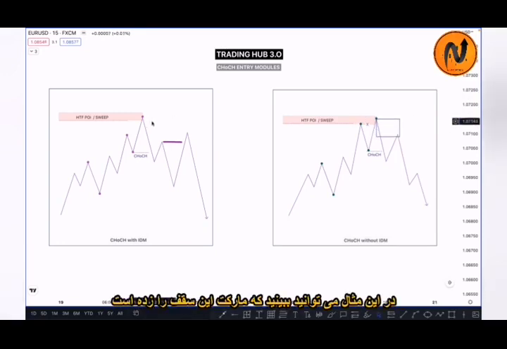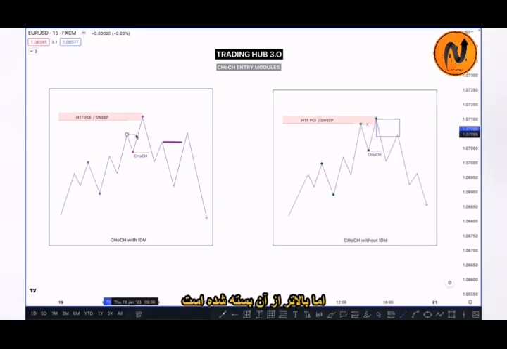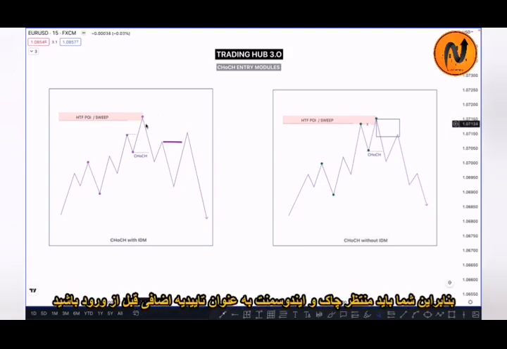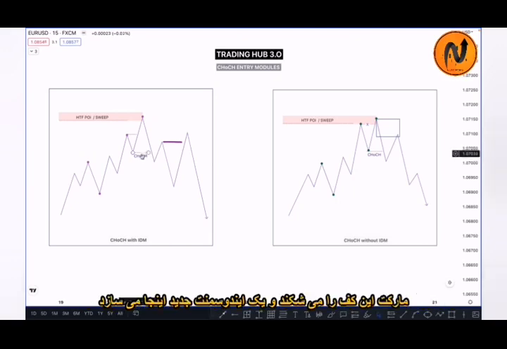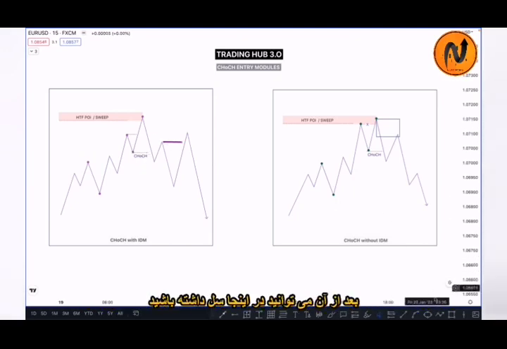In this case, you can see here the market breaks this high, okay, but closes above it. Okay, so you have to wait for CHOCH and inducement for additional confirmation before entering. Then the market breaks this one and creates a new inducement here, and you can sell here like this.